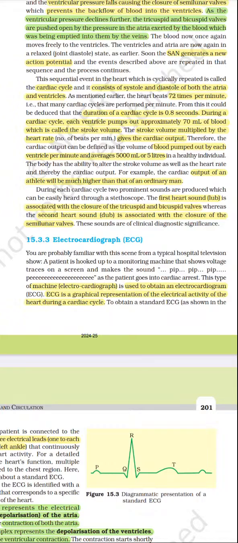During each cardiac cycle, two prominent sounds are produced which can be easily heard through a stethoscope. The first heart sound is lub and is associated with the closure of the tricuspid and bicuspid valves, whereas the second heart sound is dub and is associated with the closure of the semilunar valves.